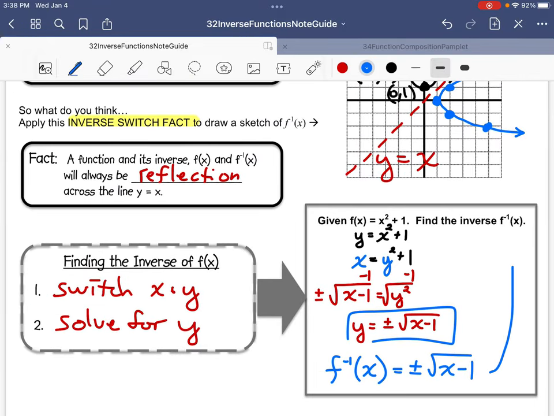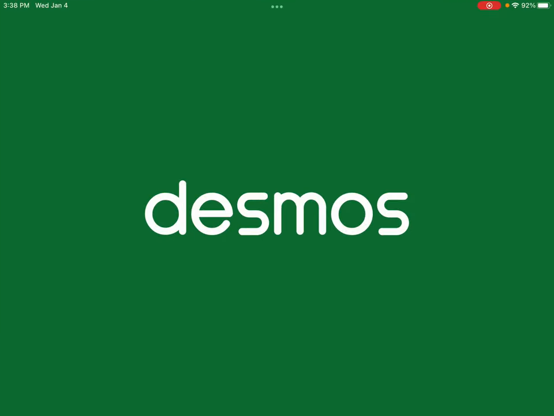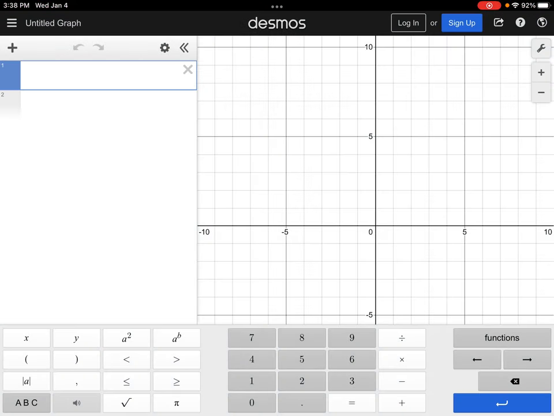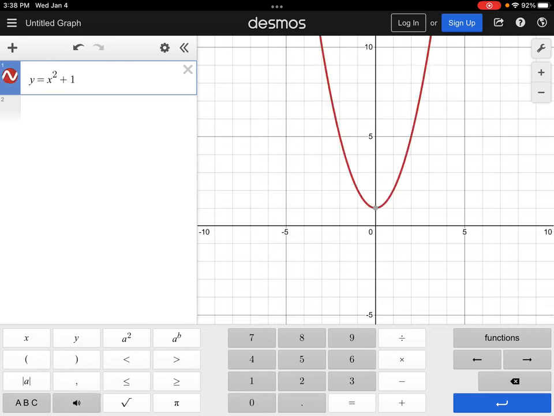That equation actually will be this graph. Do you believe me that the plus or minus the square root of x minus 1 is that graph? It's something that we could check out on Desmos. Shall we? Yeah, let's check it out. So, while we're on Desmos, we can also check out our original equation. This was the one that started on our paper. It was y equals x squared plus 1. It was a parabola.